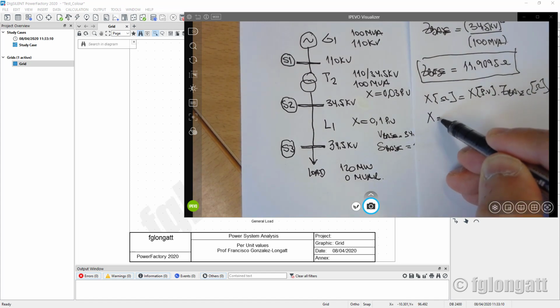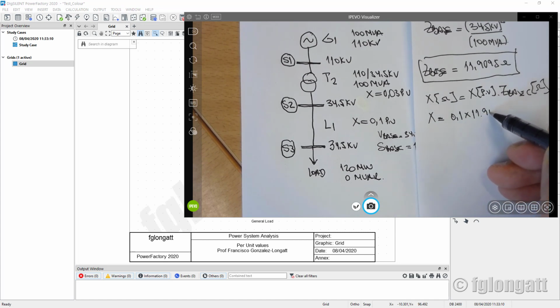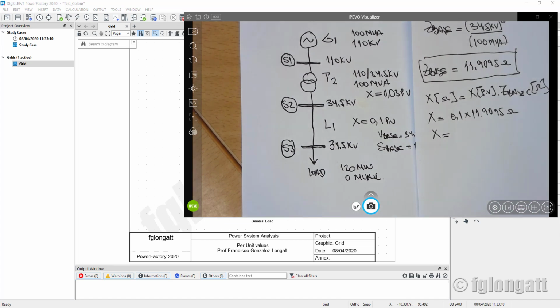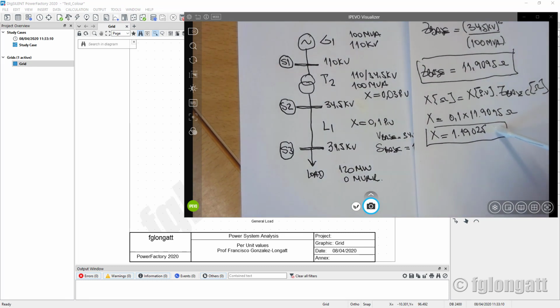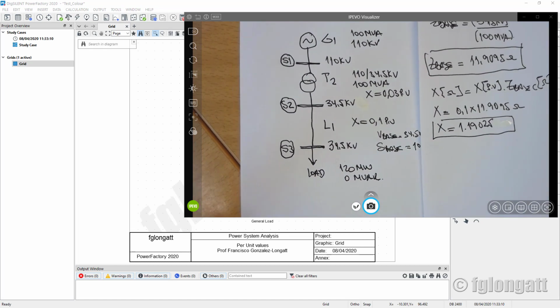in this case it's 0.1 multiplied by 11.9095 ohms. That is equal to, okay, why am I explaining this? I'm sorry, this is not per unit, this is ohms. Why am I explaining this? Because inside PowerFactory, you need to use real units.